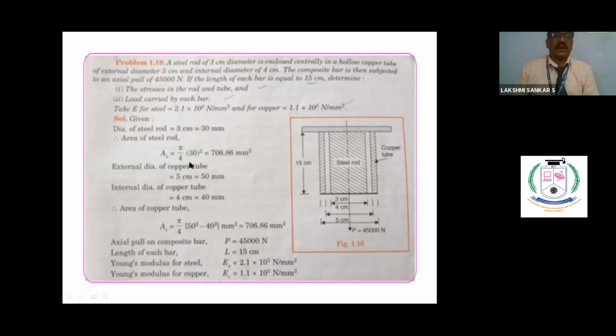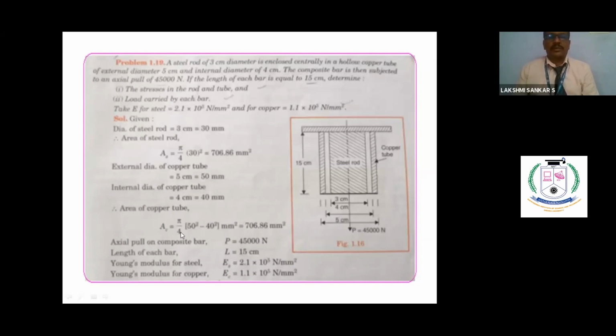Okay. The dia of steel rod and the area of steel rod is found now, and the external dia and internal dia of copper tube are there. Therefore, what is the area of copper tube? Pi by 4, outer dia square minus inner dia square, which works out to something. Both are having the same value eventually. Correct or not? It is something like Pythagoras theorem, 3, 4, 5. Have you noticed that? That is why the area is coming the same. Okay. No problem. If you're not understanding this point, it is not an issue. Just calculate the value and keep it ready.